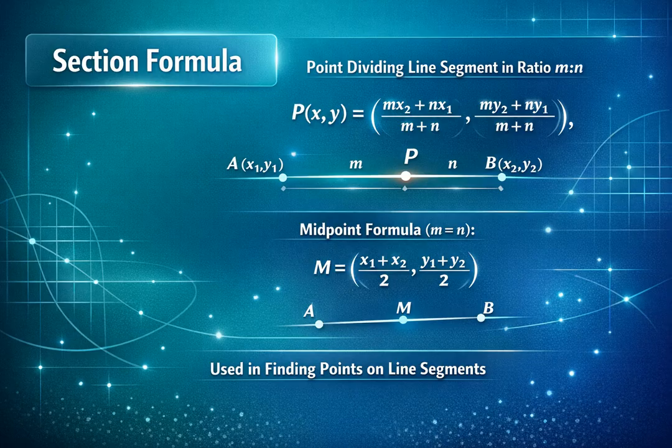5 units. The section formula finds a point dividing a line segment in a given ratio. If a point divides the segment joining (x1, y1) and (x2, y2) in ratio m:n, its coordinates are (mx2 + nx1)/(m + n) for x, and similarly for y. The midpoint formula is simpler. When m equals n, the midpoint is ((x1 + x2)/2, (y1 + y2)/2).